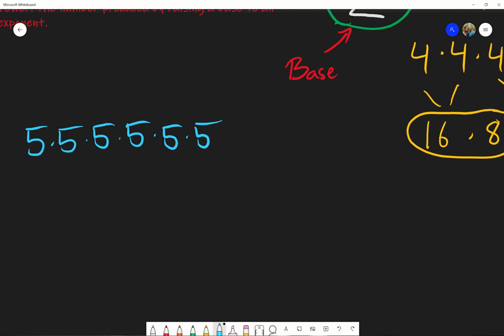If I wanted to write this as exponential form, I would look for two things. I would look for what number is being multiplied by itself over and over again, which is going to be our base, and that is 5. Then how many times is 5 being multiplied by itself? 1, 2, 3, 4, 5, 6 times. That would be our exponent. So the number that's being multiplied is our base. The number of times it's being multiplied is our exponent.